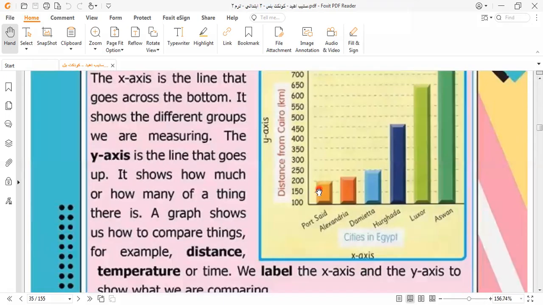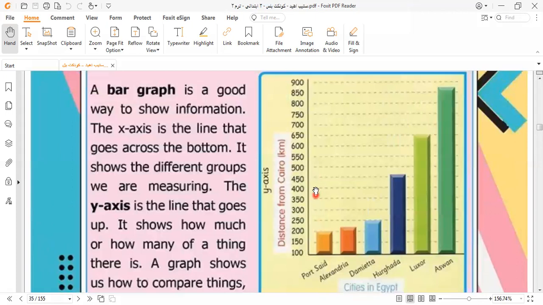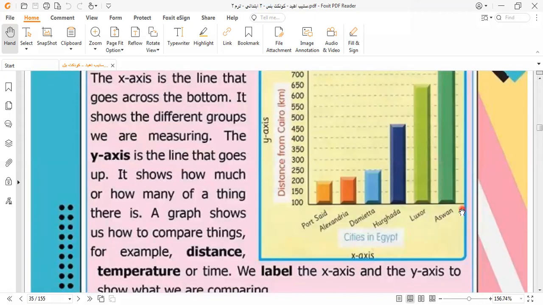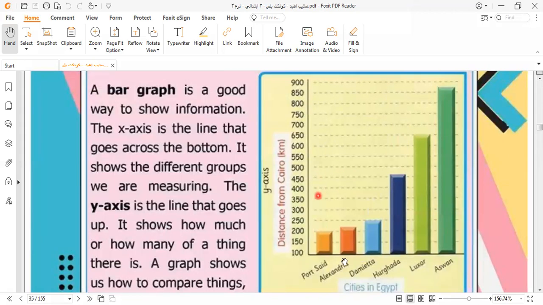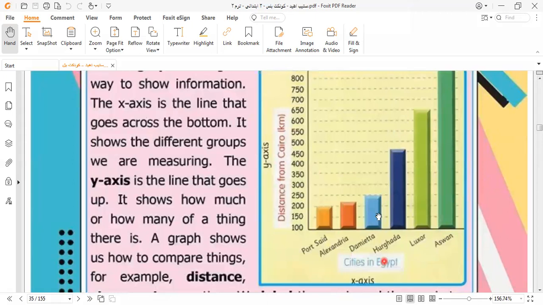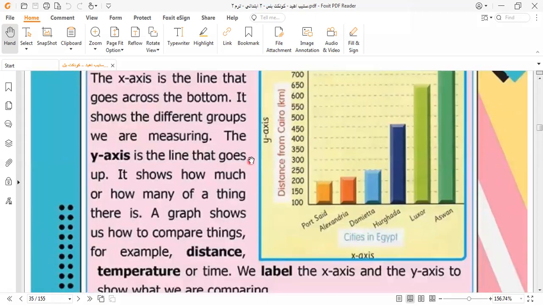We took it in math, I'm not sure. This is called the x-axis. We write here the status and the distance here. Okay, so this is called a bar graph. X-axis and y-axis.